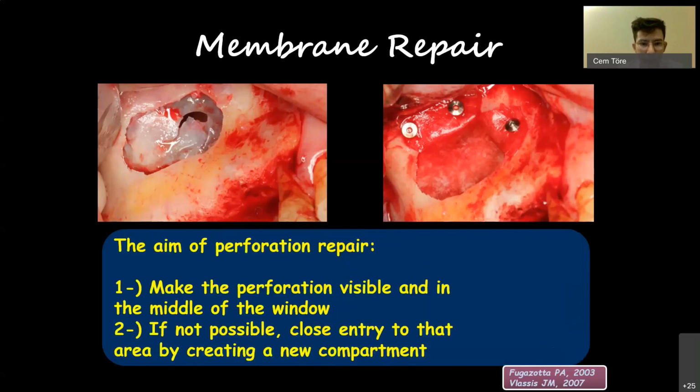Like we said, make the perforation visible and try to get it in the middle of your window. If not possible, lift the membrane and create a new compartment and close the entry to the compartment with the large perforation.